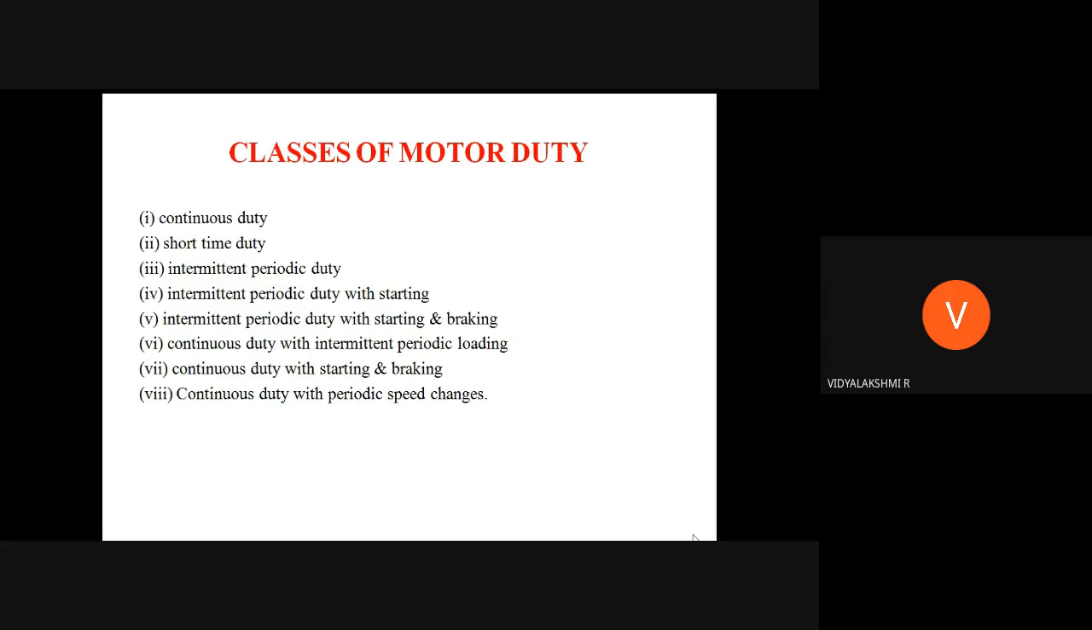Whenever I need a steady state condition, in that condition the load torque will be equal to the motor torque. That I can say is a steady state condition. Please note it down. Steady state condition is nothing but my motor torque being equal to load torque. Have you all noted? This is called steady state condition. Whenever my motor torque is equal to load torque, at that time I can say it is a steady state condition.